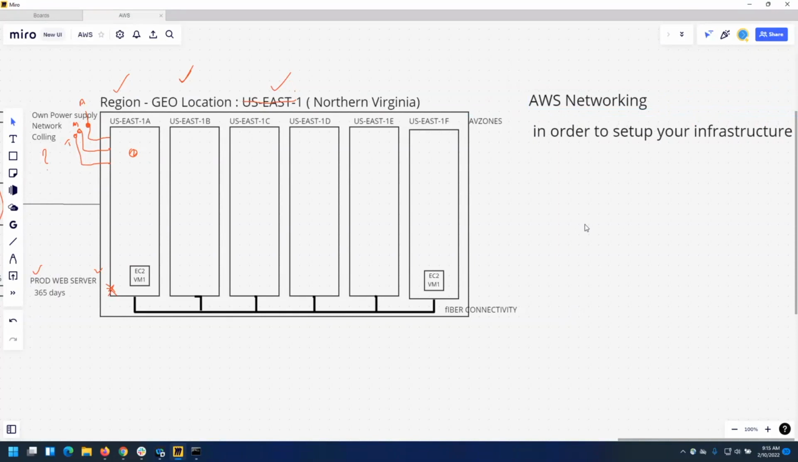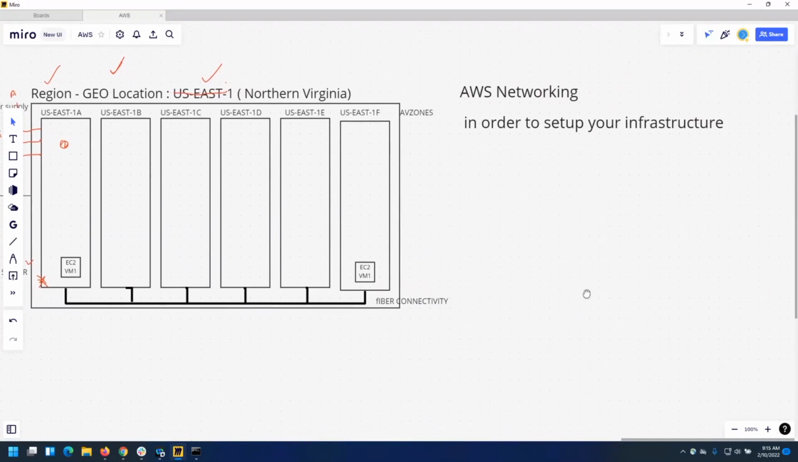Because AWS provides a public IP address, but in our organization we are using private IP addresses. So we have to be aware of the AWS net. Okay, in a way, correct.